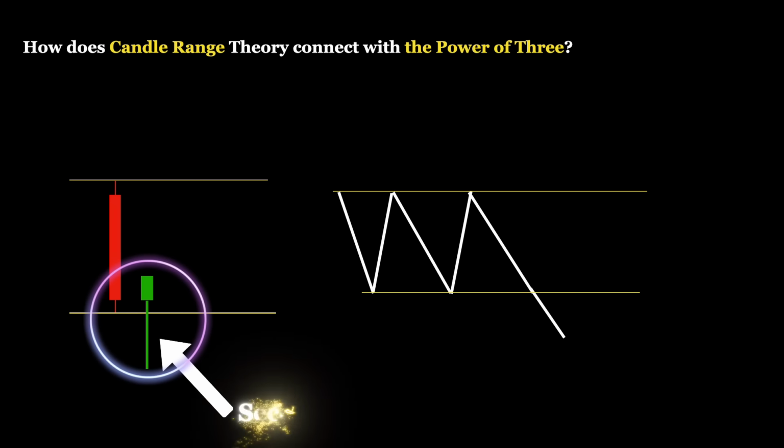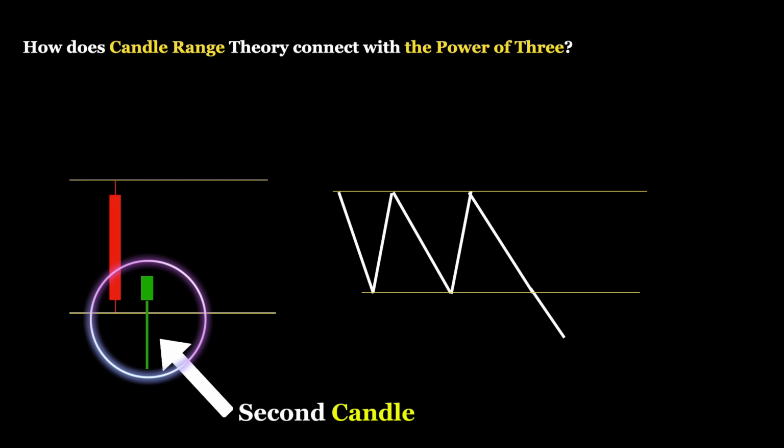The second CRT candle often fakes a breakout beyond that range. This is the manipulation phase on the lower time frame. It's the liquidity sweep. Stops are triggered, retail breakout traders get trapped, and smart money collects orders.